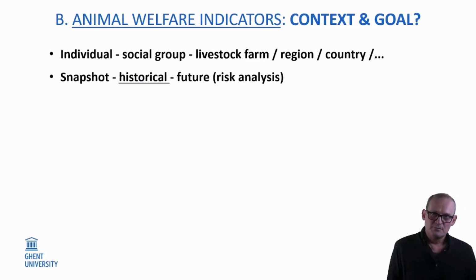Another thing we need to have clear is, do we want an animal welfare assessment at this moment in time? How does the animal feel right now? Or do we want a historical assessment? How was the welfare of this animal during the last year, from now until a year ago? Or do we also want to include what are the risks for the welfare of this animal? And then it becomes more also focus on the future, a sort of risk analysis for the future.